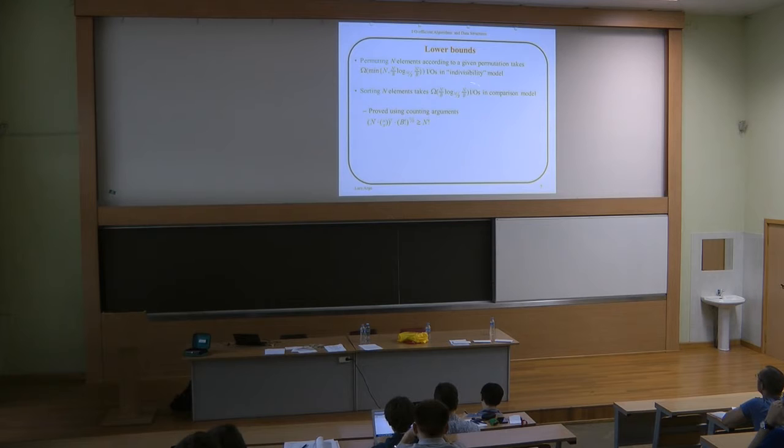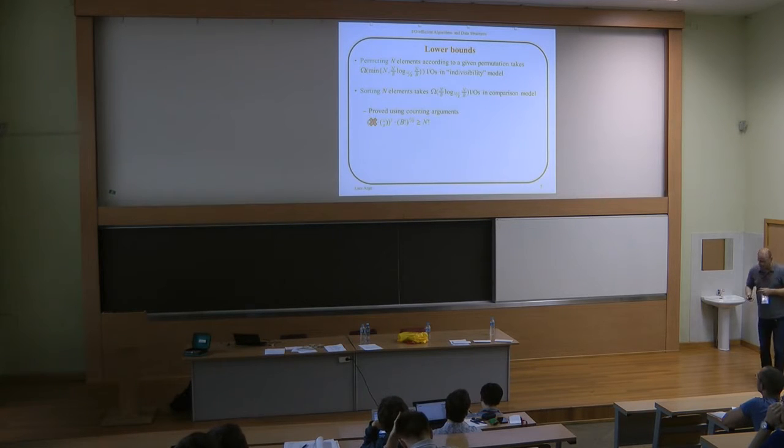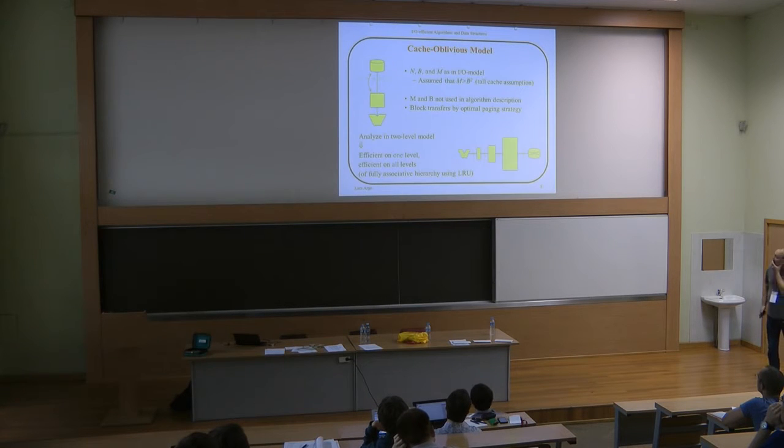But then I mentioned to you that you can also do a sorting bound where you assume not the indivisibility model, but instead the comparison model in internal memory. So the only thing we can do with elements is compare them. And there you can do the same kind of argument where you lose this term and therefore you get a slightly different bound. Then I talked about cache oblivious algorithms shortly.